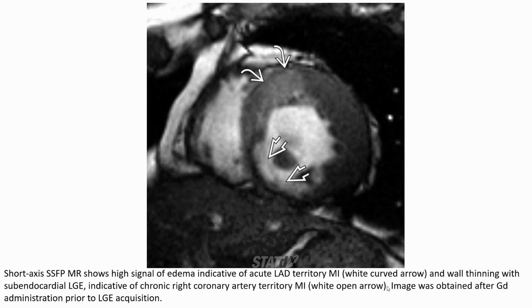The short axis SSFP also shows high signal of edema, indicative of acute LAD territory MI (curved arrow), and wall thinning with subendocardial late gadolinium enhancement, indicative of chronic right coronary artery territory MI. The open arrow indicates the image was obtained after gadolinium administration, prior to late gadolinium enhanced acquisition.